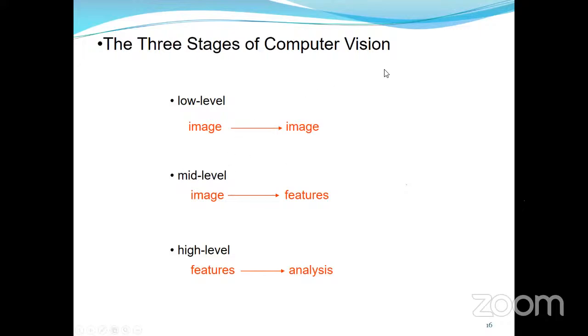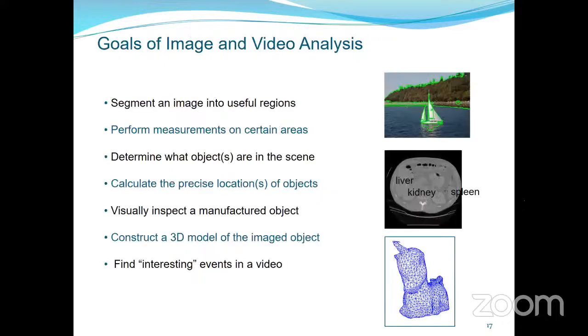There are three stages of computer vision: low level, mid level, and high level. In low level image processing, we give an image as input and get an image as output. In mid level processing, we give an image as input and get the features of the image. And in high level processing, we input the features of the image and get the analysis. So let us take an example.